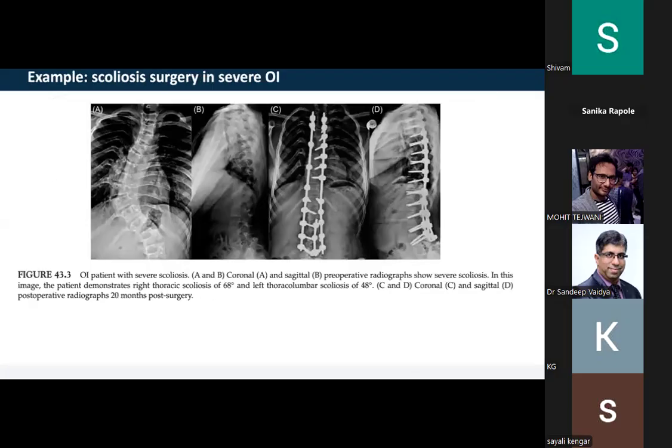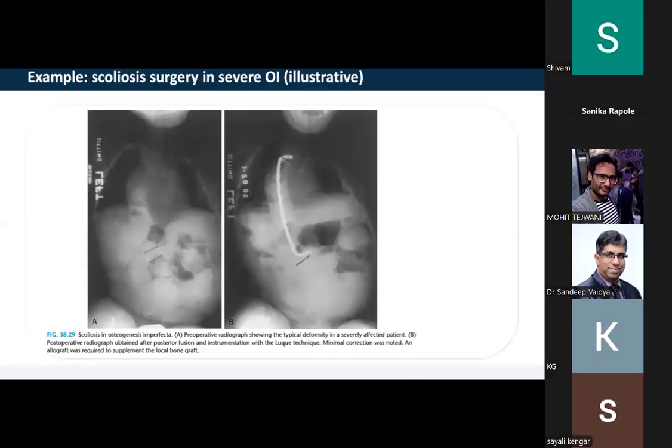This is a preoperative X-ray of an OI patient with very serious scoliosis, showing a 68 degrees right thoracic curve and a 48 degrees left thoracolumbar scoliosis. The postoperative X-ray taken at 20 months post-surgery shows a lot of correction in the angles. And this image is also taken, I think it's a very old type of implant.